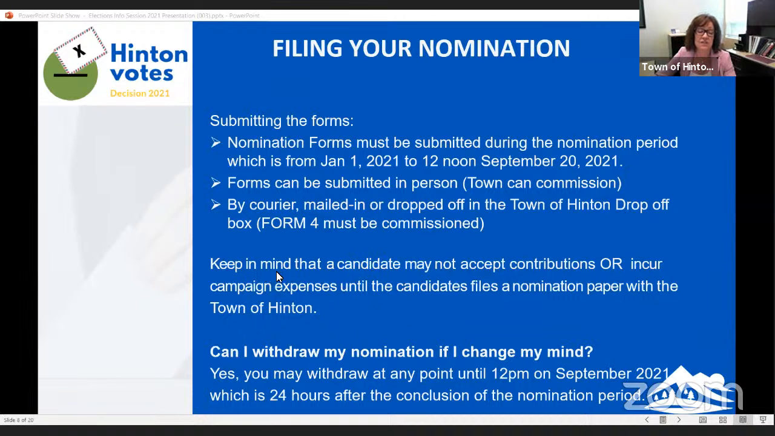Just keep in mind that if you want to run in an election, a candidate may not accept any contributions or incur any campaign expenses until the candidate files the nomination paper with the Town of Hinton. Some people wonder, can I withdraw my nomination if I change my mind? Yes, you may withdraw your nomination at any point until 12 p.m. on September 21st, 2021, which is 24 hours after the conclusion of the nomination period.